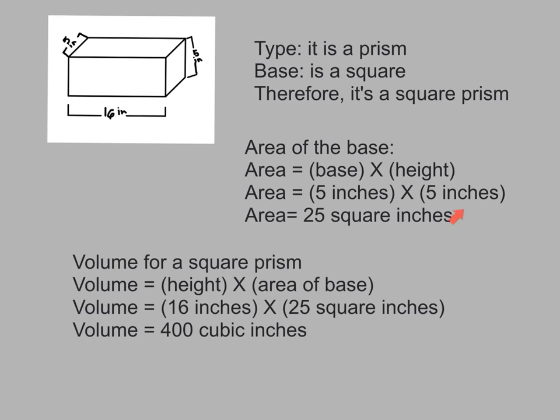Now we can use the area of our base that we just found to find the volume of our square prism. So our formula is going to be volume equals height times area of the base. So volume, our height is going to be 16 inches times our area of our base, which is 25 square inches, making the volume of our square prism 400 cubic inches.